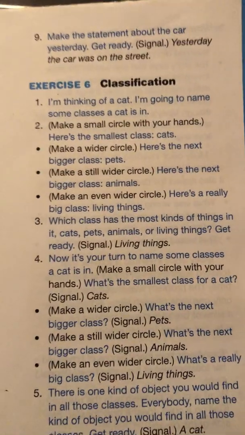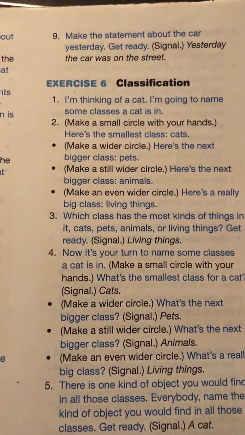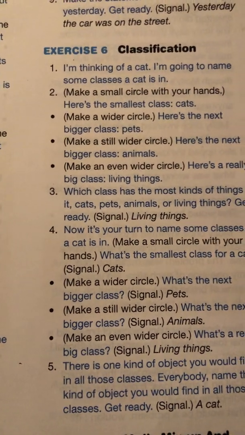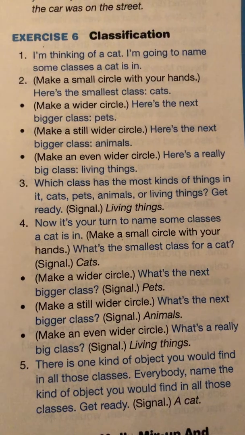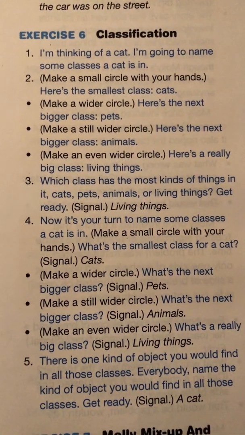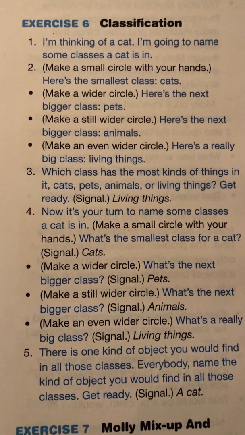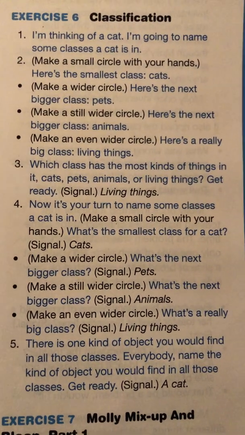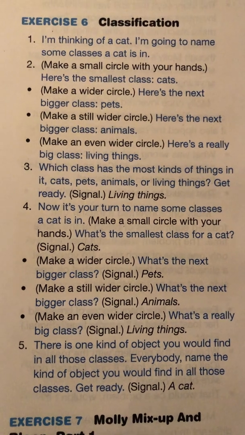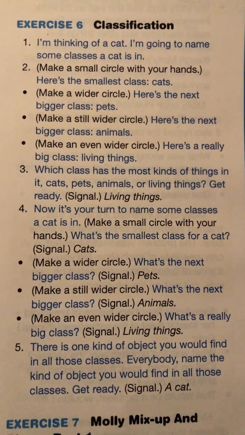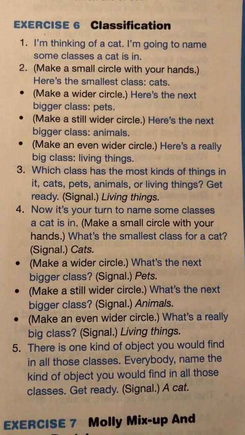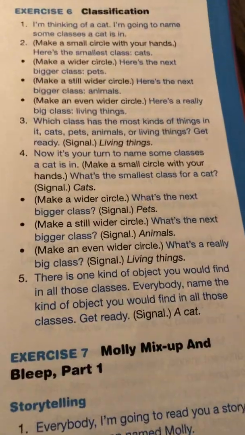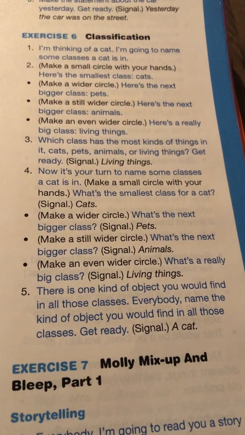Here's the smallest class for cats. Cats. Here's the next bigger class. Pets. Here's the next bigger class. Animals. And here's a really big class. Living things. Which class has the most kinds of things in it? Cats, pets, animals, or living things? Get ready. Yes, living things. Now it's your turn to make some classes a cat is in.